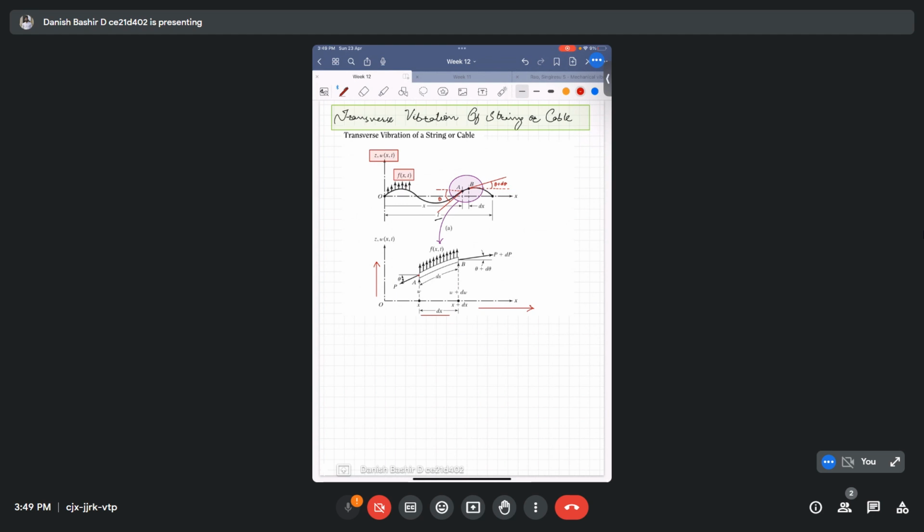Okay, one second. So along the vertical direction, equilibrium of the free body diagram. So FBD is this. Equilibrium of the free body diagram along the direction.